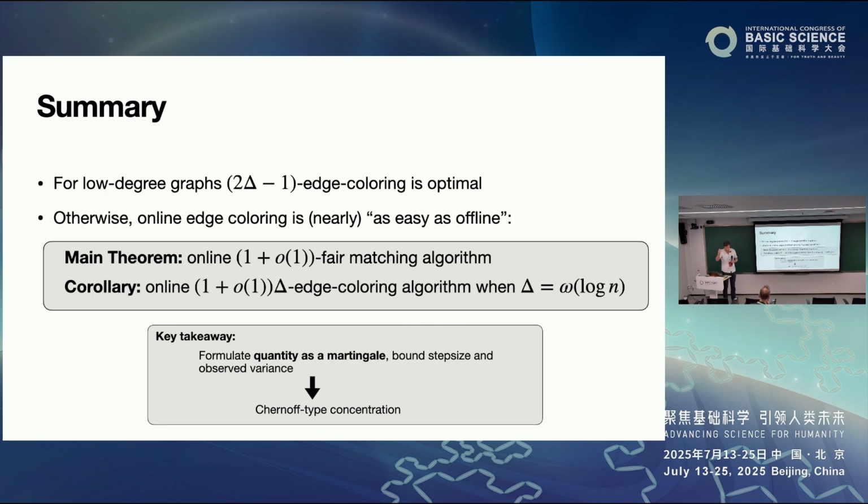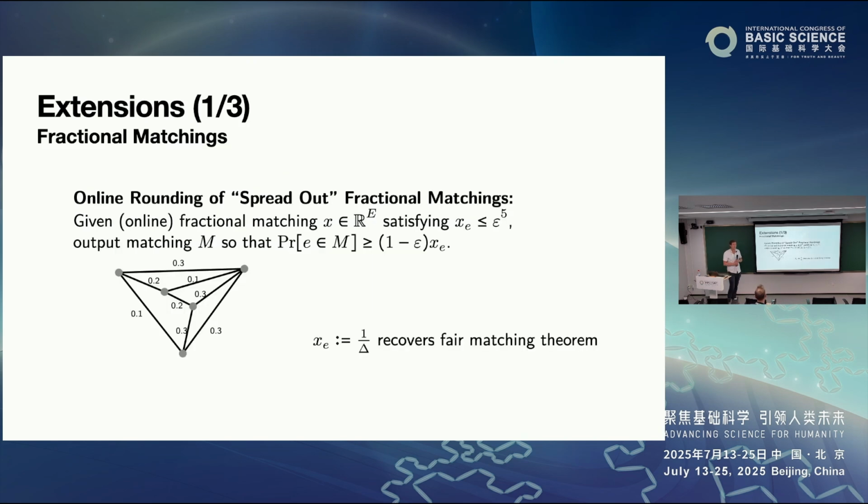And I will come back to you in a couple of times. So there are natural extensions of this framework. First, there's nothing special about taking every edge with probability 1 over delta. You can round online any fractional matching, so you can assign different probabilities to edges as long as the probabilities are not too big. So you can basically get a lossless rounding as long as you have a fractional matching that is spread out enough.